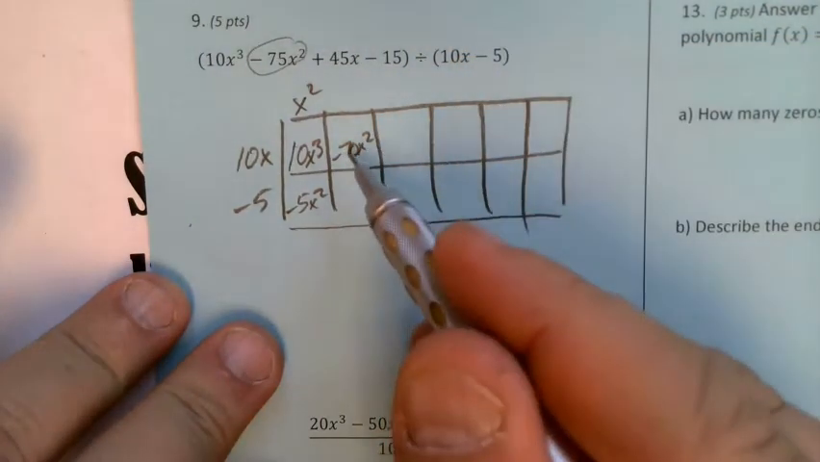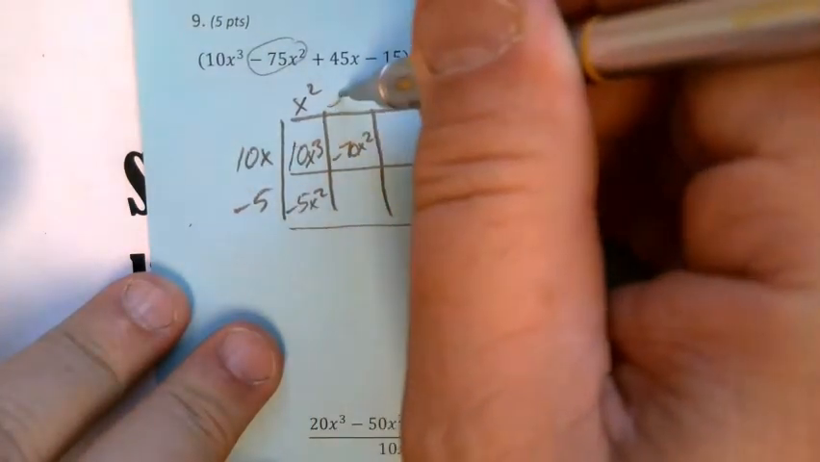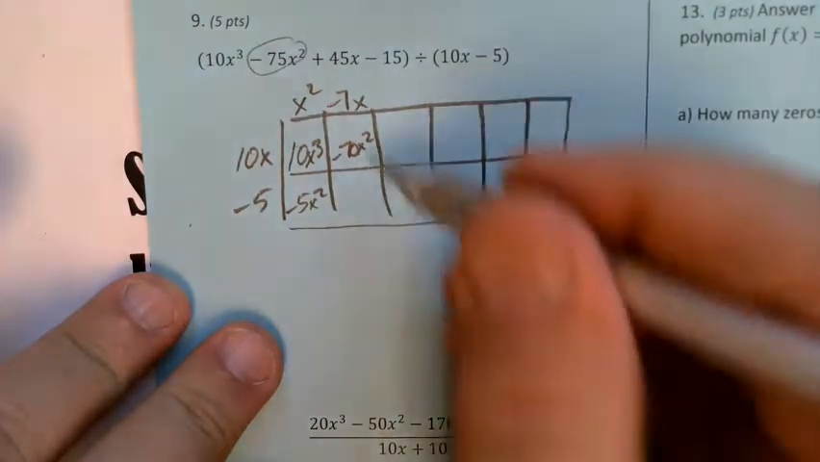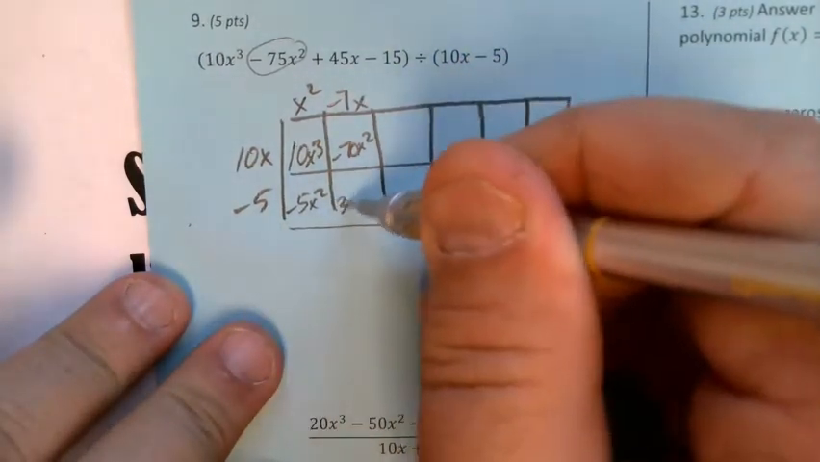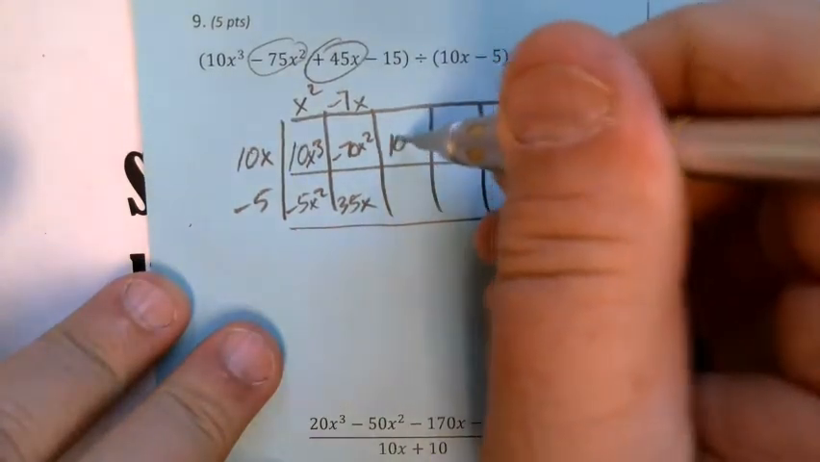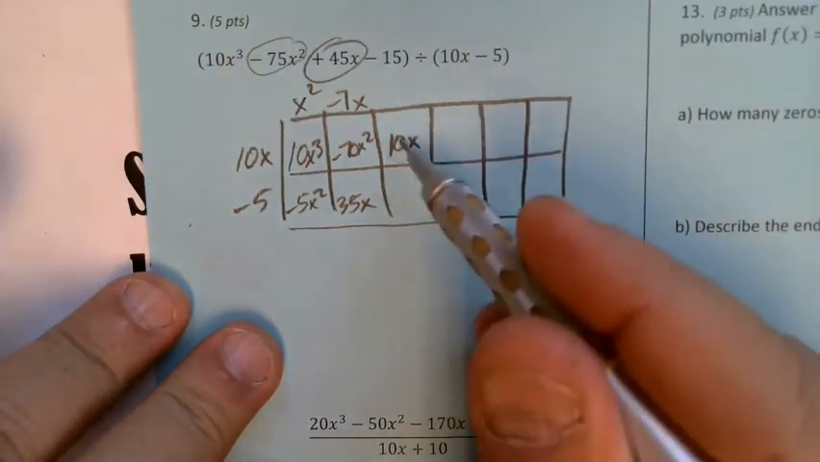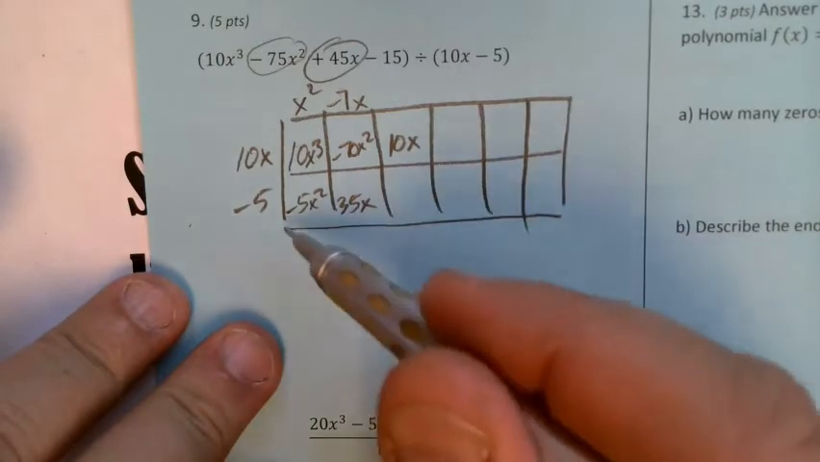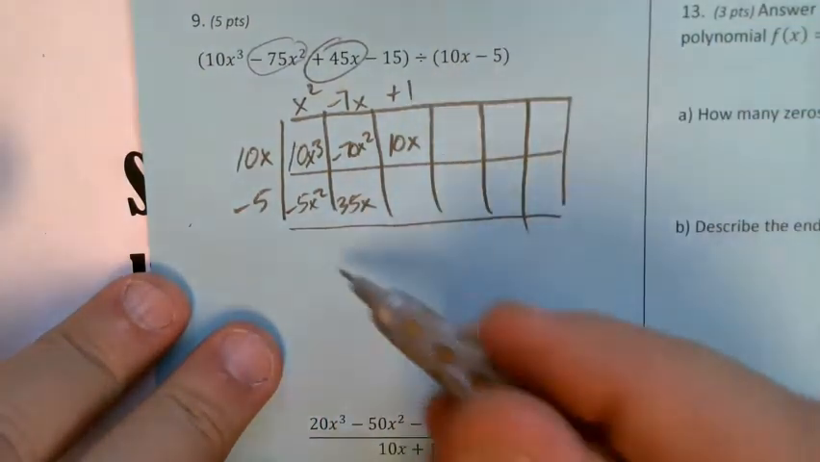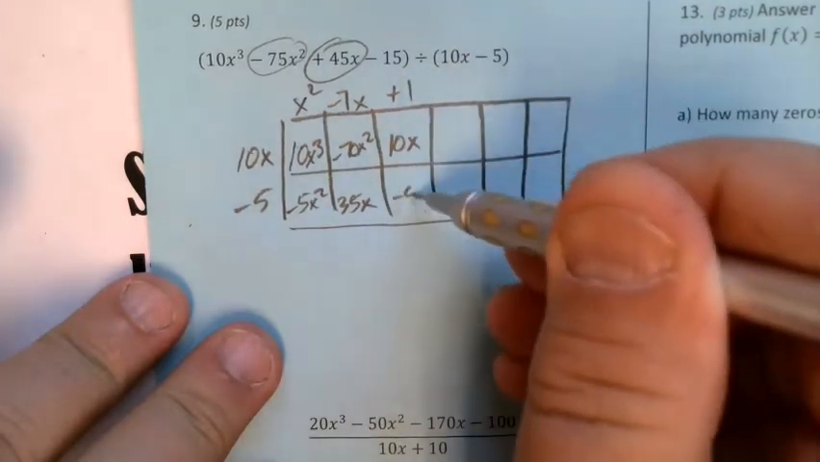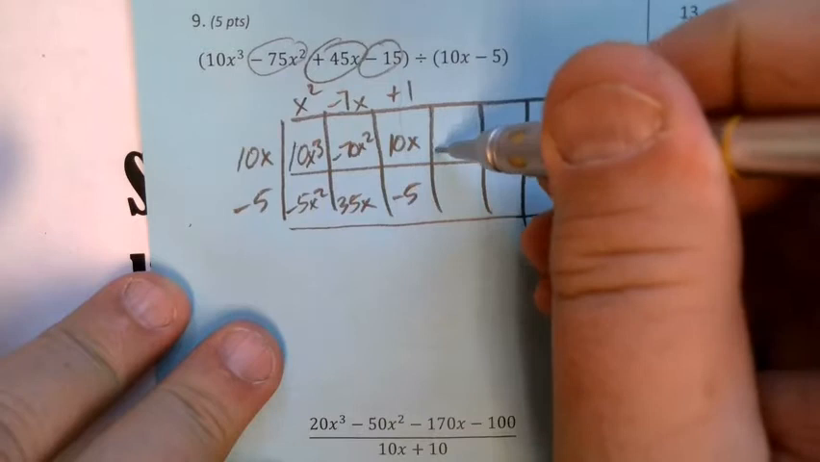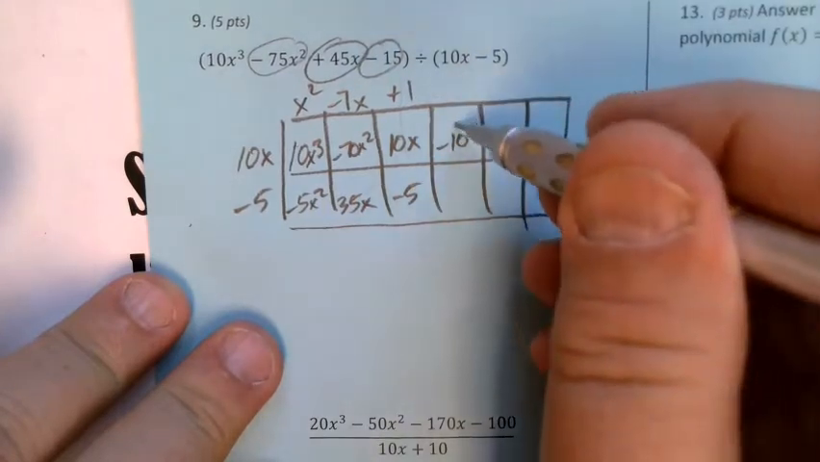Oh, yuck. Well, negative 70 divided by 10 is negative 7, and x squared divided by x is x. Negative 7 times negative 5 is 35x, and I need 45x, so I need another 10x, because 35 plus 10 makes 45. So 10x divided by 10x gives me a positive 1. Negative 5 times 1 here is negative 5, and I need a negative 15. So I'm going to put another negative 10, and that becomes my remainder.